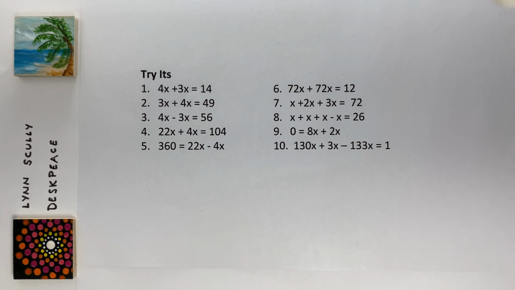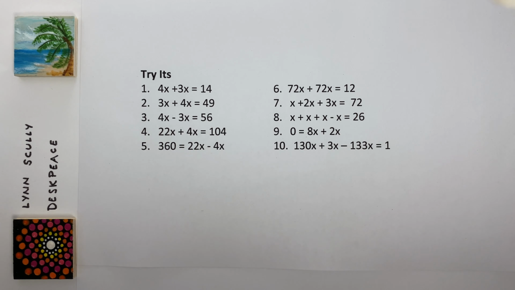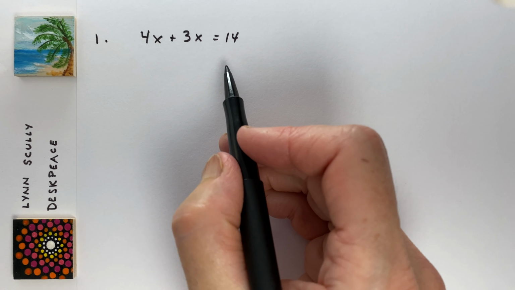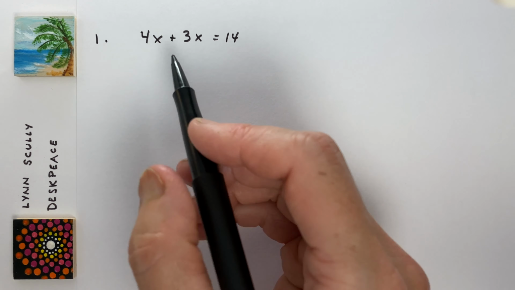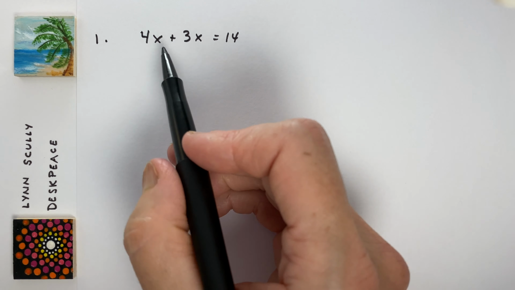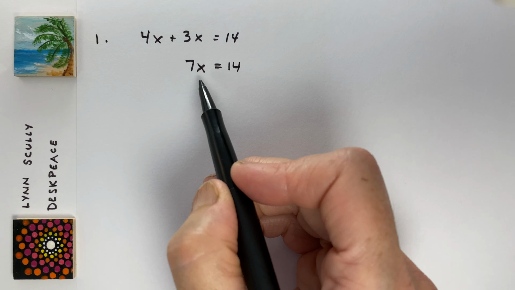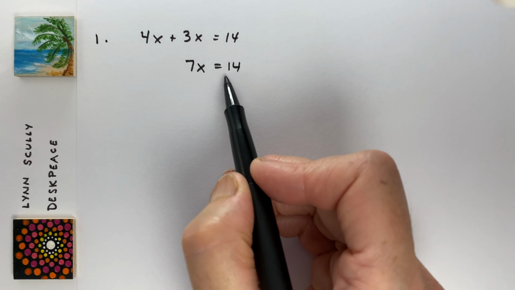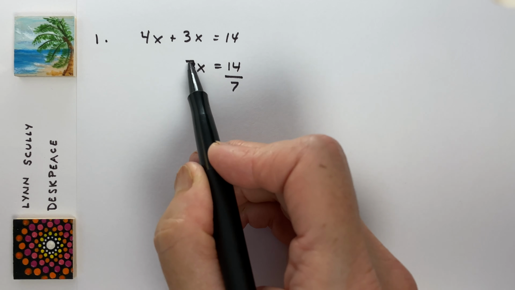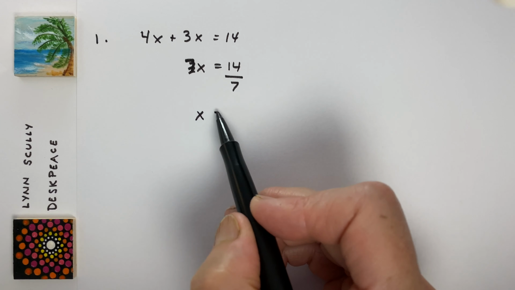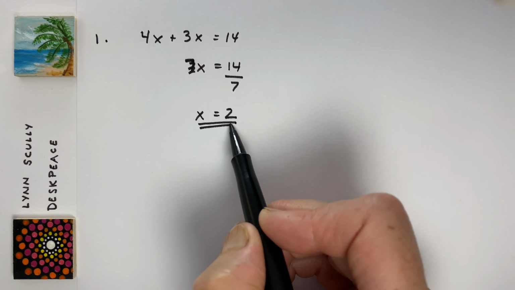Here are the try-its. Take a screenshot and then try them on your own and then hit play to follow along with me. Number 1, 4x plus 3x equals 14. I have 4x's and 3x's. They add up to 7x's. Now I want to get x alone. 7's attached by multiplication. Move it by division to the other side of the equal sign. And I'm getting x equals 2.